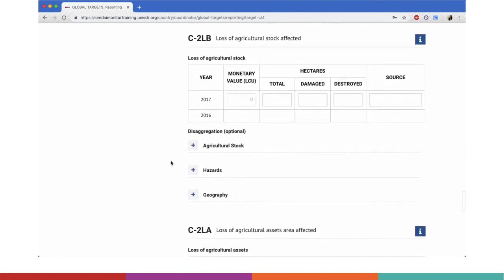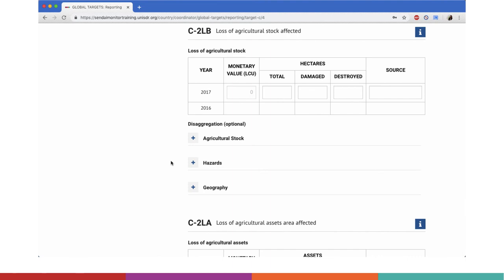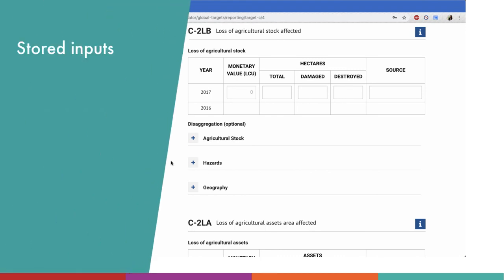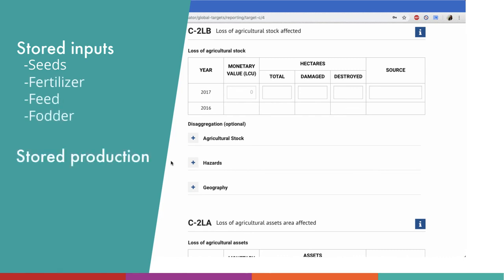C2LB, or loss of agricultural stock, is the production damage of all agricultural sectors, namely crop, livestock, forest, aquaculture, and fishery. Stock includes stored inputs such as seeds, fertilizers, feed, and fodder, as well as stored production such as crops, livestock produce, fish, and logs.